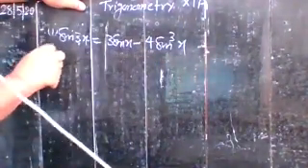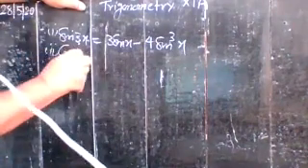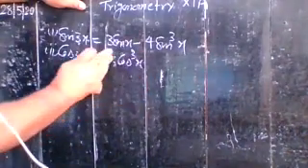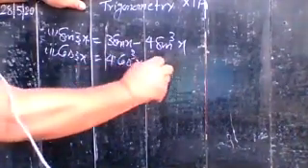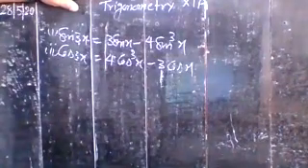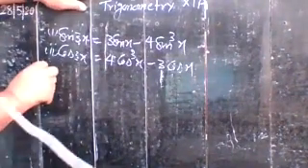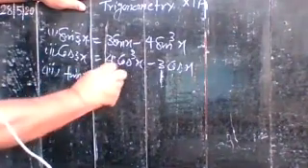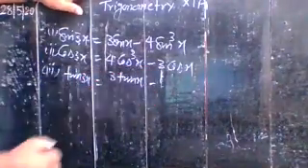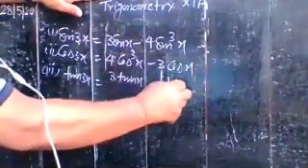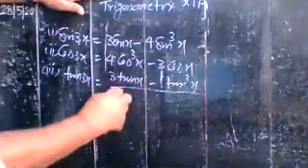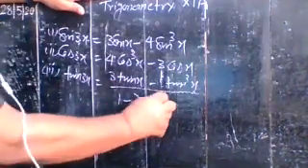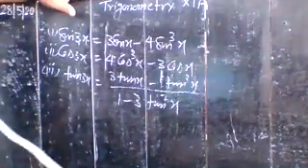Okay. Now the second identity, cos 3x is equal to 4 cos cube x minus 3 cos x. Yes, note it. And in the same way, your third one is tan 3x is equal to 3 tan x minus tan cube x upon 1 minus 3 tan square x. Yes, note it.